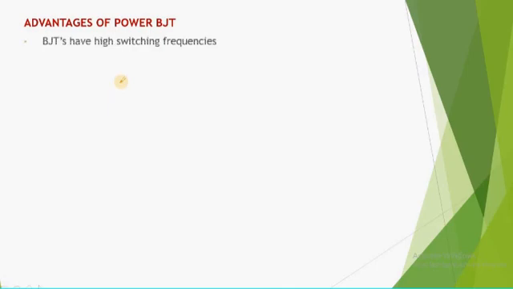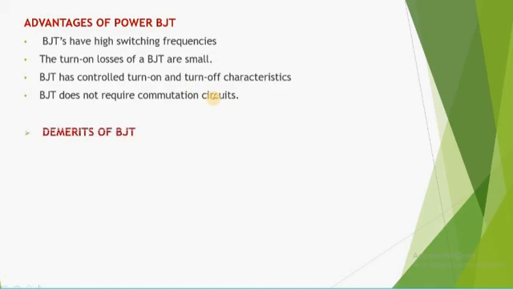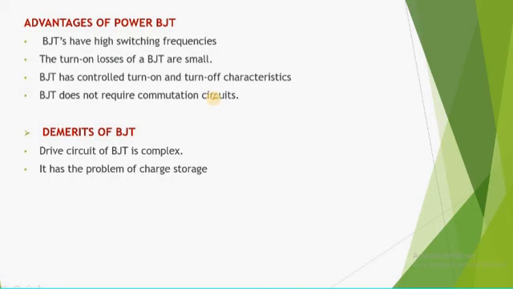Next we will see advantages and disadvantages of power BJT. Advantages are: it has high switching frequency, the turn on losses of BJT are small, BJT has controlled turn on and turn off characteristics, and it does not require commutation circuit to turn off the BJT. Then demerits of BJTs are: its driver circuit is a little bit complex and it has the problem of charge storage. It cannot be used in parallel operation because of negative temperature coefficient.